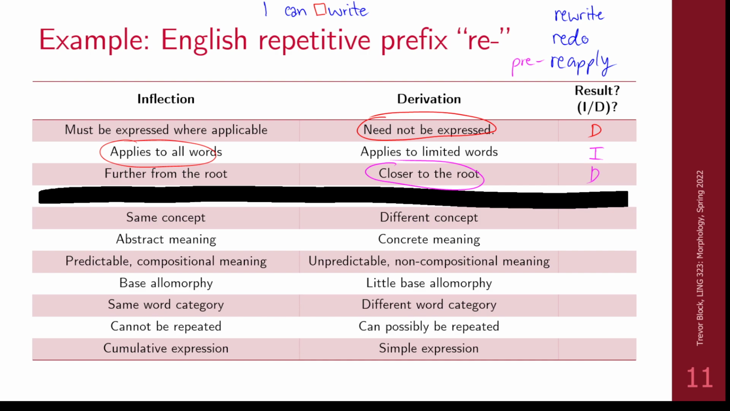Is it the same concept, to write and to rewrite? Yeah, it's the same concept, it's just you're doing it again. So actually that behaves inflectionally. Is it abstract or concrete? Well, to re- means to do something again, which is abstract. The concept of repeating something is an abstract concept. So this appears inflectional. Is it predictable or unpredictable? Well, re- is repetitive, so this is pretty predictable. So yeah, okay, this appears to be inflectional.